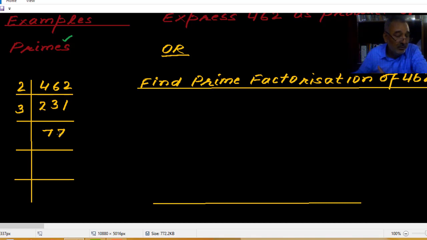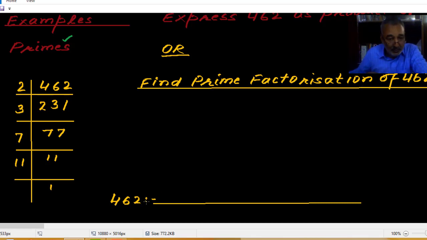So what should I do? Obviously, it is divisible by 7 or 11 here. So divide it. And finally, 11 is divided by 11 and we get 1. So find prime factorization of 462. So 462 can be expressed as product of prime. I am using find prime factorization. I am not talking about find prime factors of 462.